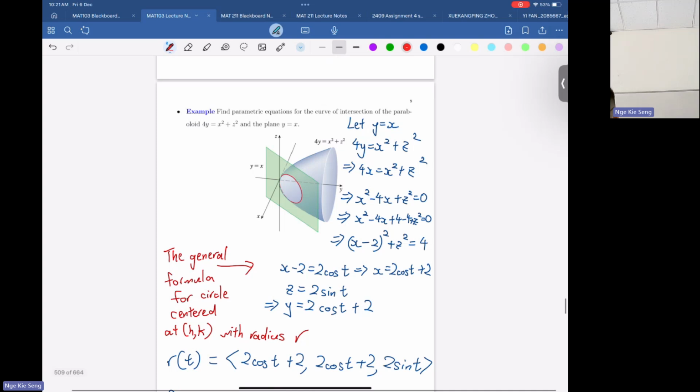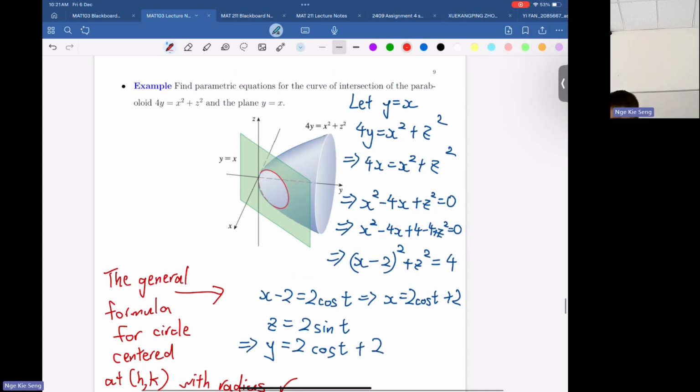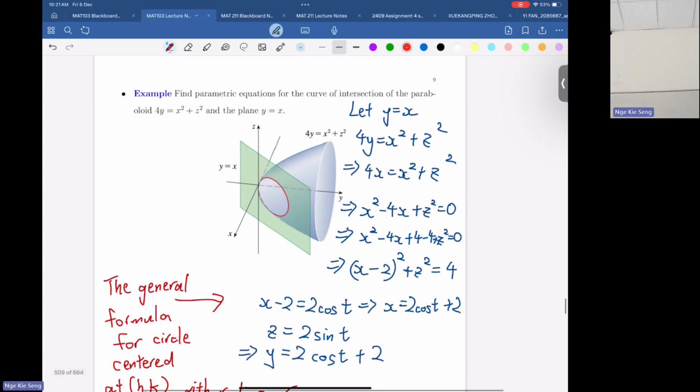Okay, let's continue. Next one, similar things. You want to find a parametric equation for a curve of intersection between a paraboloid and a plane, y equals to minus x. So what do you do? You need to figure out the curve of intersection first, right?